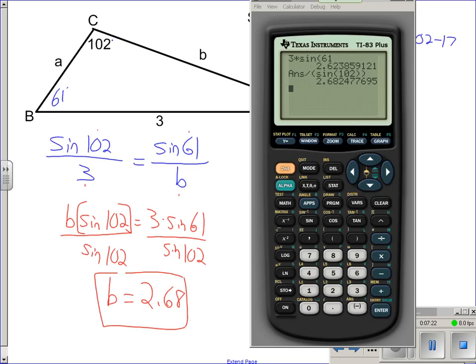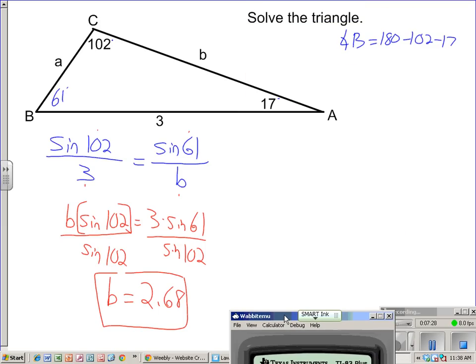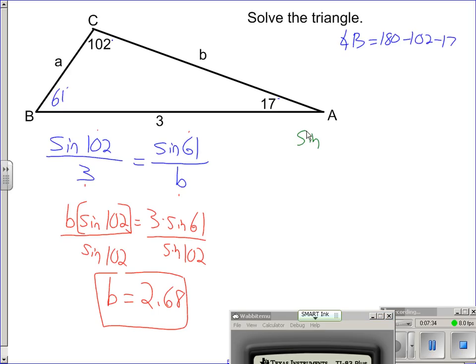Okay. Now, to find side A, what we've done before is just use Pythagorean theorem, but we don't have a right triangle. We can't do that. So, I'm going to do law of sines again. I still know angle 102 and its opposite side of 3. That will equal, now that we're looking for side A, I'm going to use angle A, which is 17 degrees over side A. And to solve it, exact same steps.